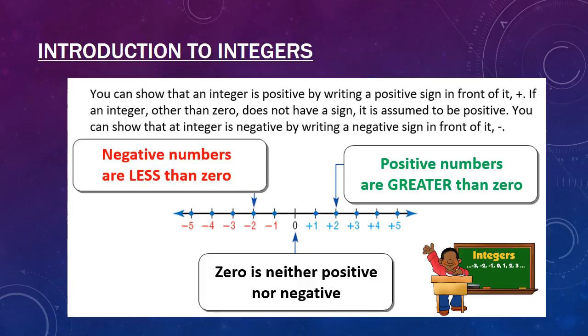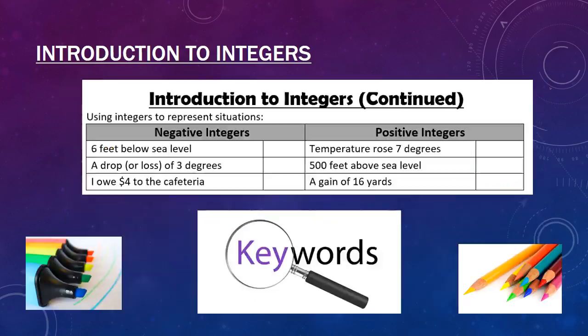Negative numbers are less than 0, and they're always on the left. I like to make them red to remember that they're not always a good thing, because you don't want to have a negative number in your bank account, because that means you owe the bank money.